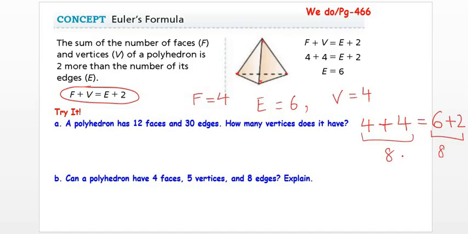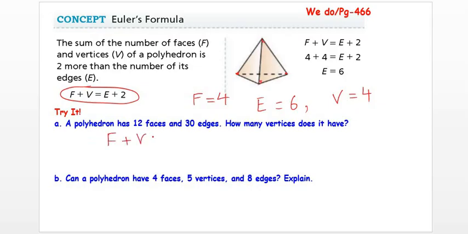Clear? But usually how do they give us the question? They give us the question like this. For example, this question says a polyhedron has 12 faces and 30 edges. How many vertices does it have? Okay, so we will write the formula: F plus V equals E plus 2. Now let's put the values in. F will be replaced by 12, and vertices we don't know, so leave it. There are 30 edges, and we have 2 more, so 30 plus 2 will become 32.